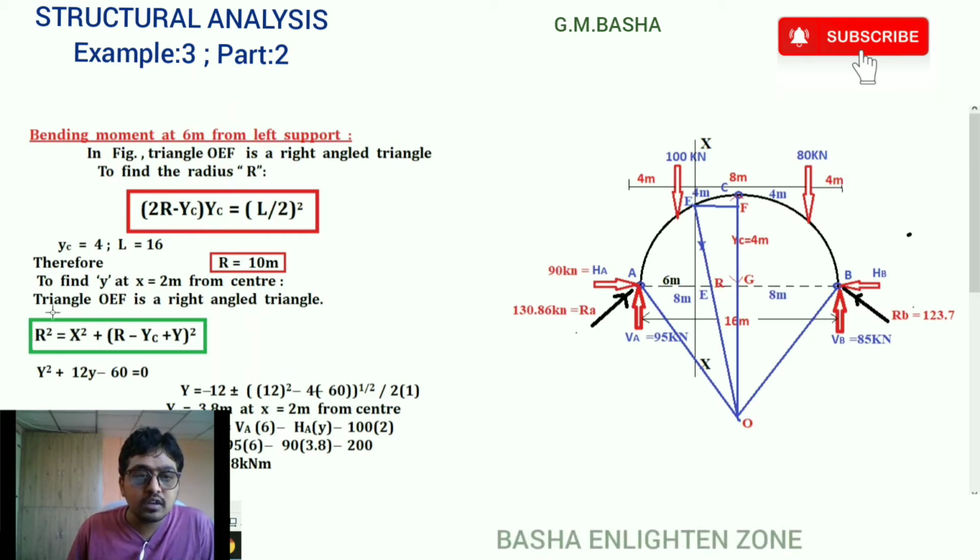You take down this relationship. In this relationship, please find out this Y value. So R equals 10 meters. Again, what about this X value? The X value is taken from the distance of the point E from the center, from the center line to this distance.